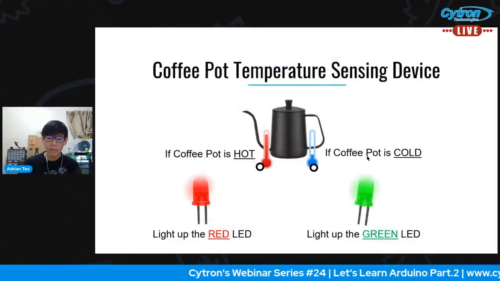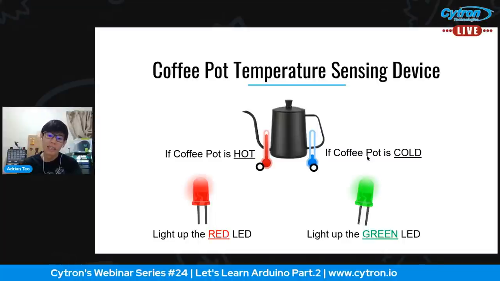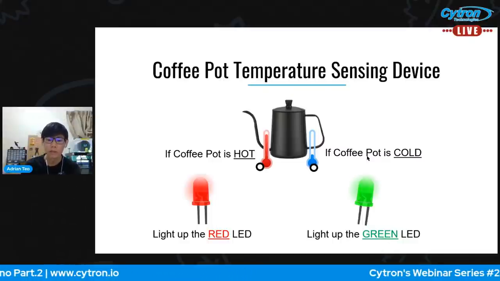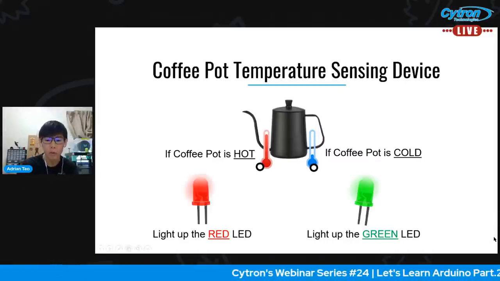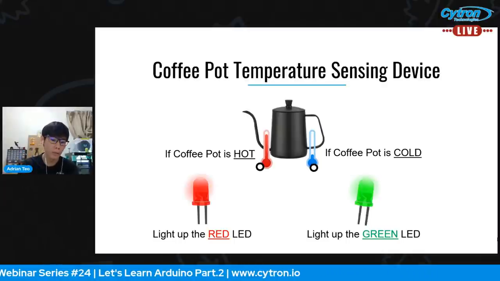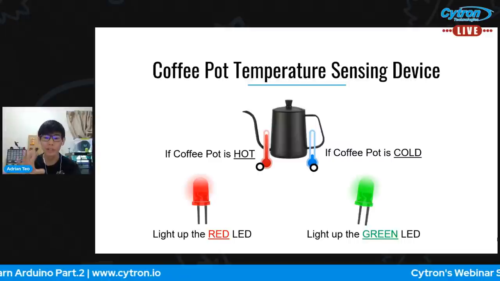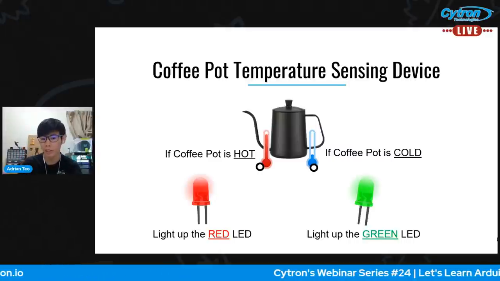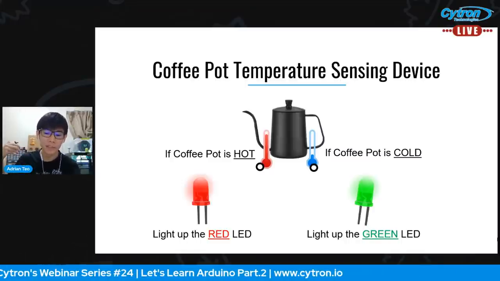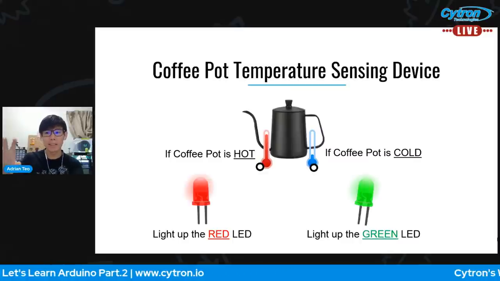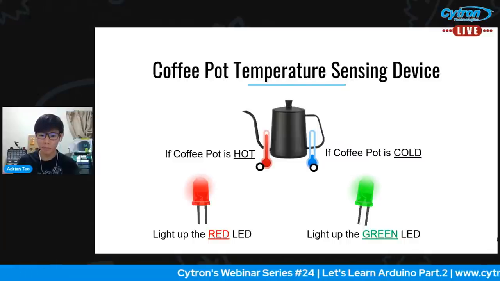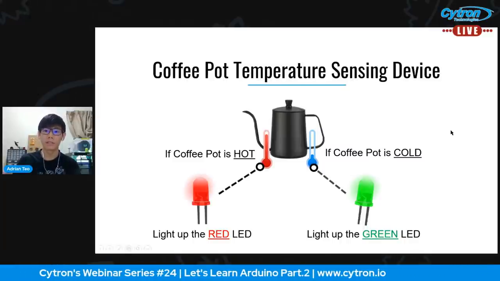Okay, so this is what we are going to do this week. The coffee pot temperature sensing device. If the coffee pot is hot, the red LED is going to light up. If the coffee pot is cold, the green LED is going to light up. It's a very simple challenge. If you're watching the recorded session, I would like you to try this project before you continue watching, so that you can experience it yourself. And then later on, you can check the answers from the later session or from here. All right. So this is what we are going to do, and we are going to use the if-else statement to make this happen. So red, green.